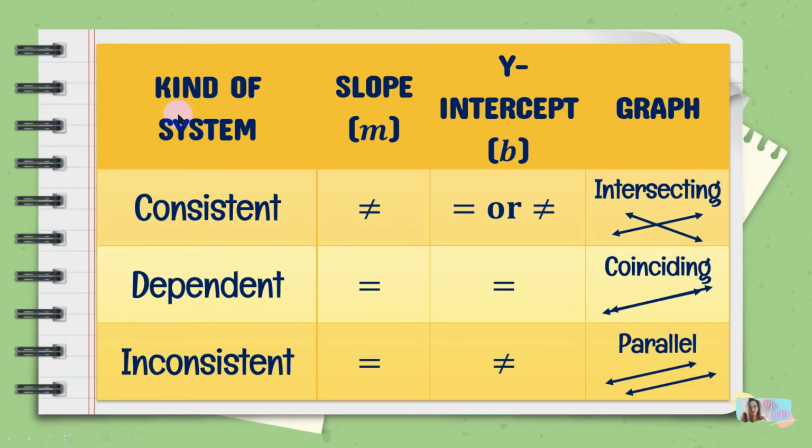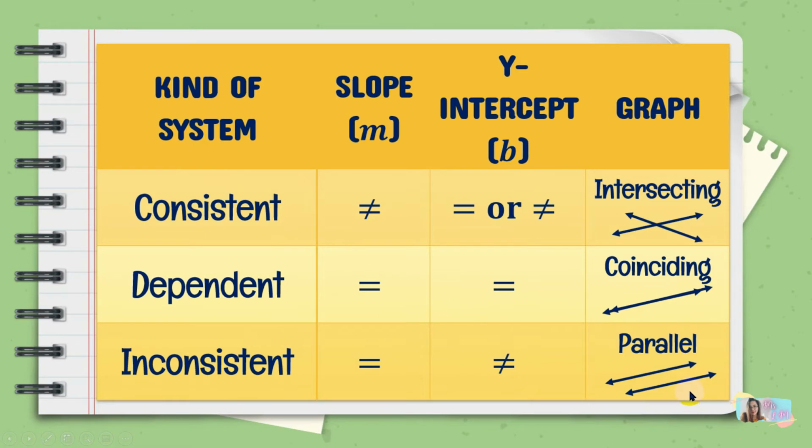Okay? For the dependent system of linear equations, the slopes are equal and the y-intercepts are also equal. Okay? And we are expecting that the graphs are coinciding. That means iisa lang sila na linya. And for the inconsistent system of linear equations, the slopes of those two linear equations are equal and the y-intercepts of the linear equations within that system are not equal. And we are expecting that the graphs are parallel lines.